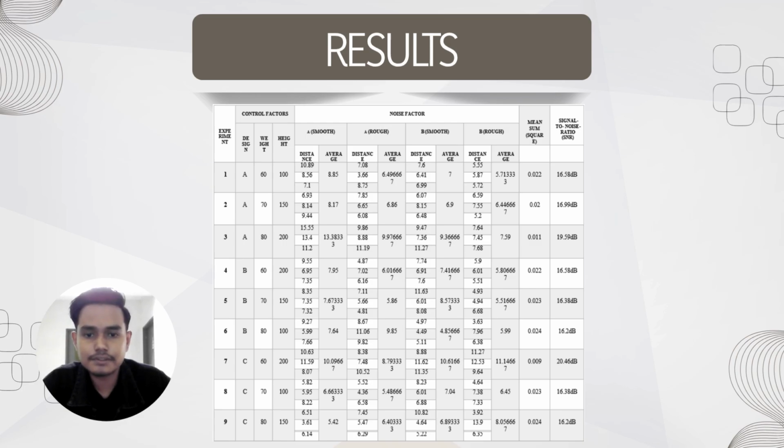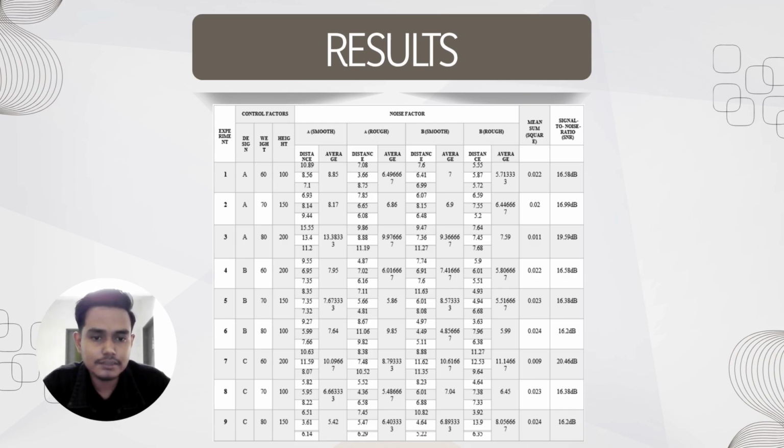And for A, smooth surface, the distance for experiment 1 is 10.89, the second one is 8.56, and the third one is 7.5, and the average we got from calculation is 8.85. The distance was calculated by adding all the 3 and then dividing by 3. We got 6.49667. And then for the smooth and rough, we do it based on the noise factor.